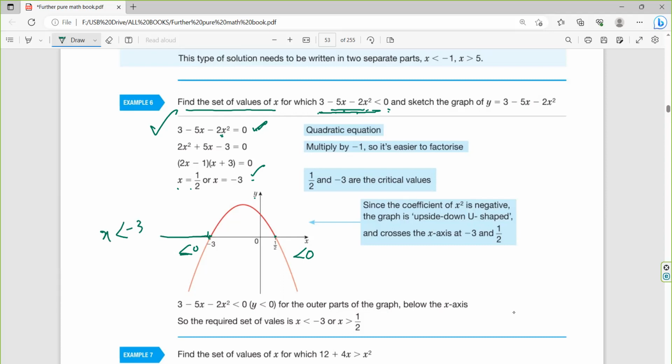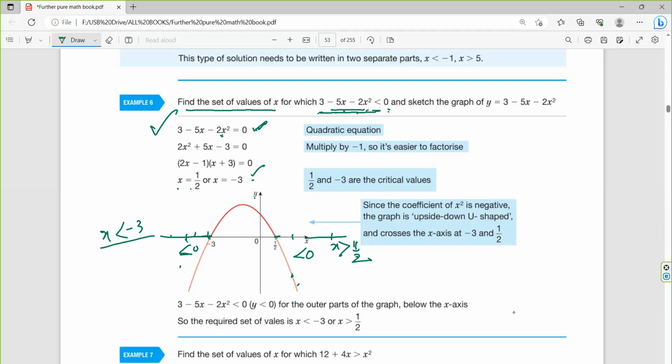That means it is minus 3, minus 4, minus 5. That means when x value is less than minus 3, the curve will be negative. When x value is greater than half, that means when it is 1, the curve is negative. When it is 2, the curve is negative. So this indicates that for x greater than half, the curve is negative.